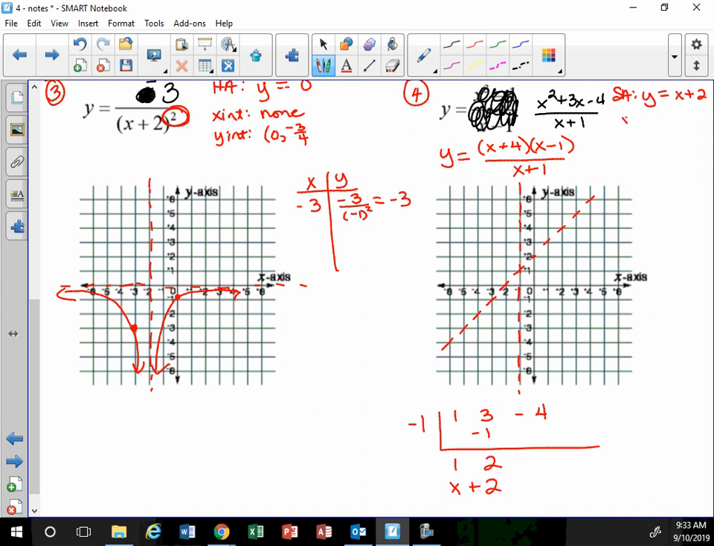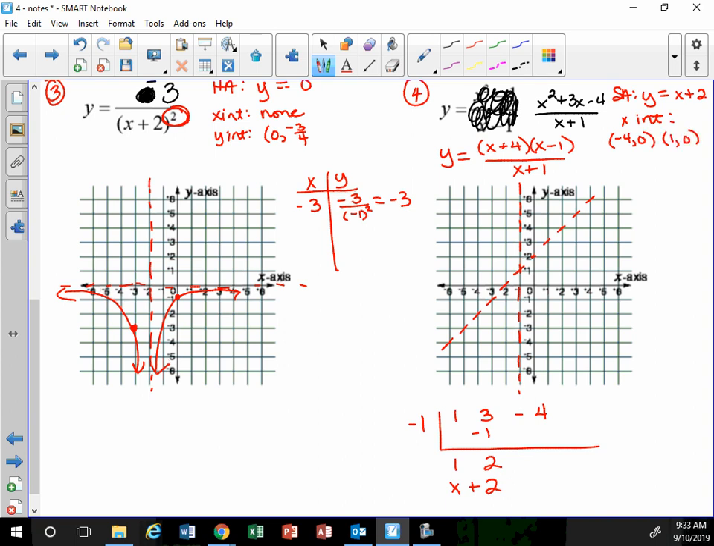Next up, x-intercepts. I actually have 2 of them this time. How do I find x-intercepts? Really it's just the numerator equaling 0. That's what I care about. So what are the two places where the numerator could equal 0? -4 and +1. So those are my two x-intercepts: (-4, 0) and (1, 0).